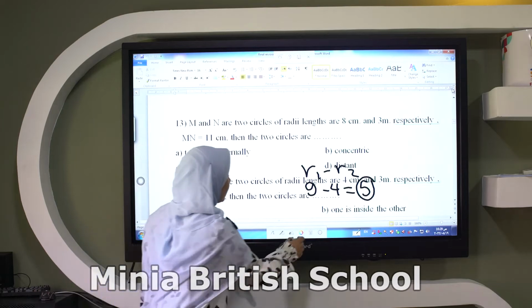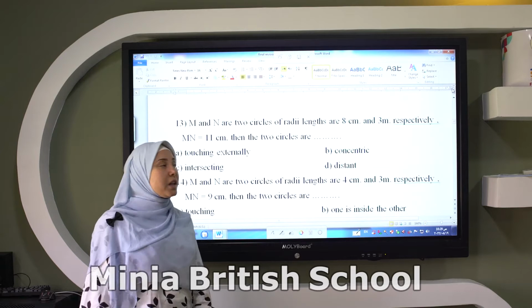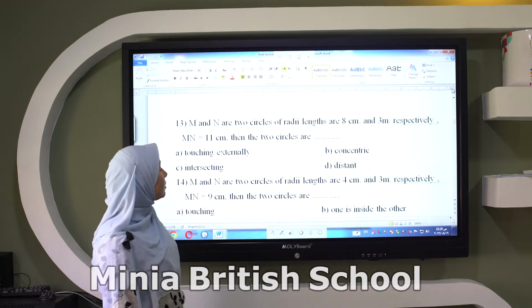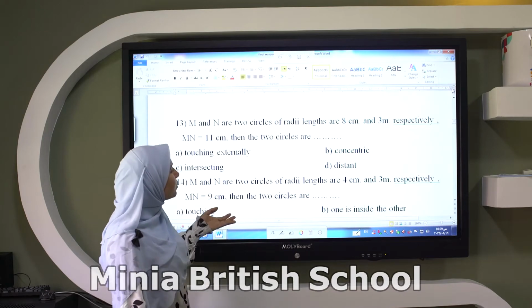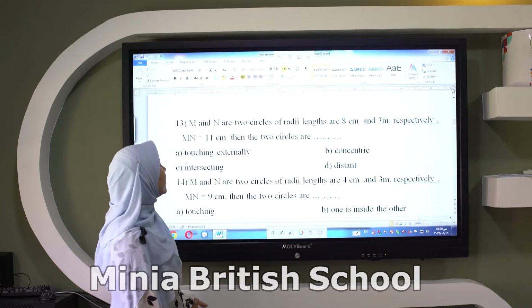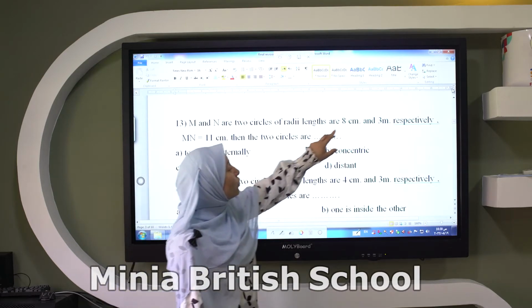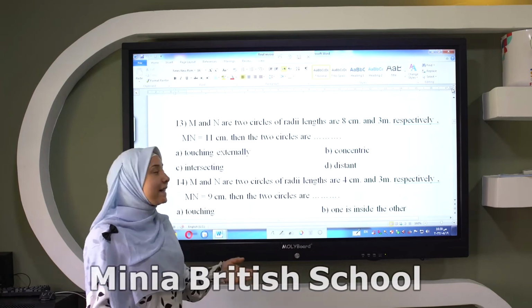Number 13. M and N are two circles of radii lengths 8 centimeter and 3 centimeter respectively. MN equals 11. Okay. Then the two circles are what? Yes, here 11. The sum of the two radii equals 11. Then the two circles are touching externally.